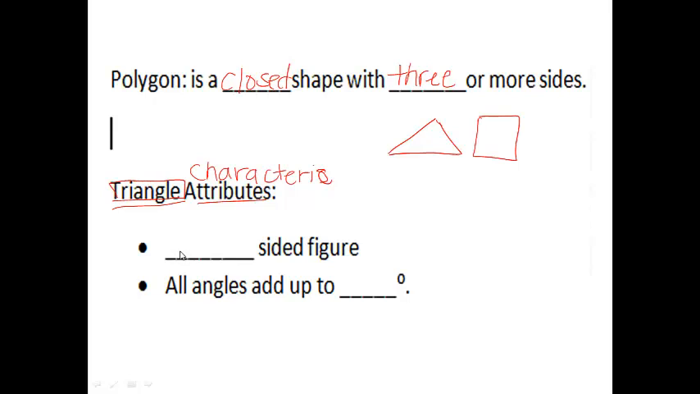The first thing we know about a triangle is, how many sides does it have? 3. So it is a 3-sided figure, which we have one up here. And what do all the angles add up to? This is review from last year. All the angles add up to 180 degrees.